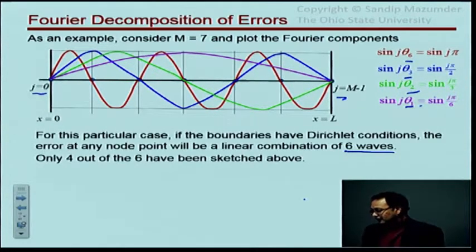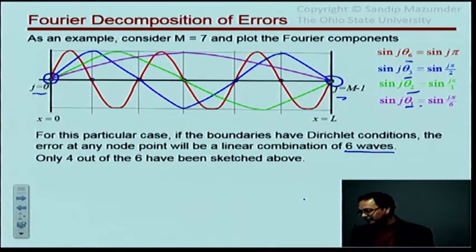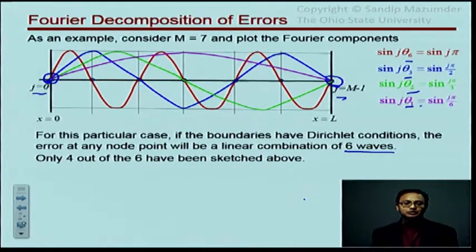For Dirichlet boundary conditions, the error by definition on the two walls is 0. So we are looking at only the sine waves here, not the cosine waves. Even though we will be working with complex exponentials, the only components we are interested in are the sine components. The cosine components don't matter. That's why I've drawn the sine waves, because otherwise you cannot enforce the two boundary conditions that the error is 0 at the two boundaries.